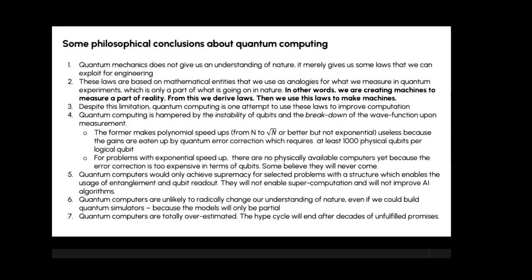This is what I mean with breakdown of the wave function, because the breakdown of the wave function can only be utilized properly if the wave function is properly parametrized, right? Now I have a wave function that happens in many qubits, a very complicated wave function. Now I measure it in one or several qubits, but I have to rely on the wave function behaving deterministically in the way I want, and this I cannot guarantee. The quantum computers would only achieve supremacy for selected problems with a structure which enables the use of entanglement and qubit readout. So that's the point.